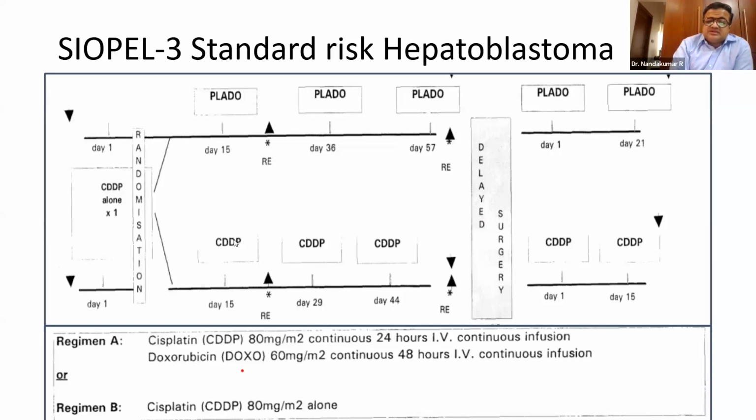If you see here, it is 80 milligram per meter square given every 2 weekly. And then after 4 cycles, you plan for a surgery and you can complete with 2 more cycles, counting to a total of 6 cycles.